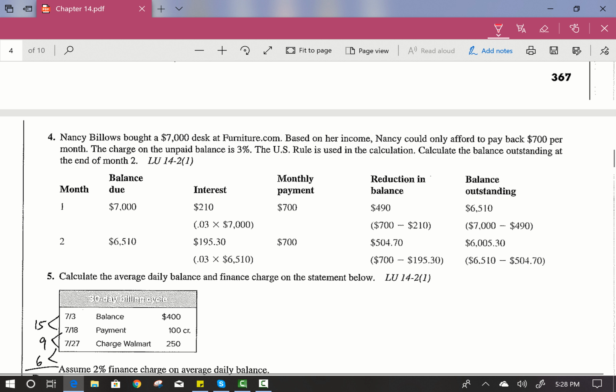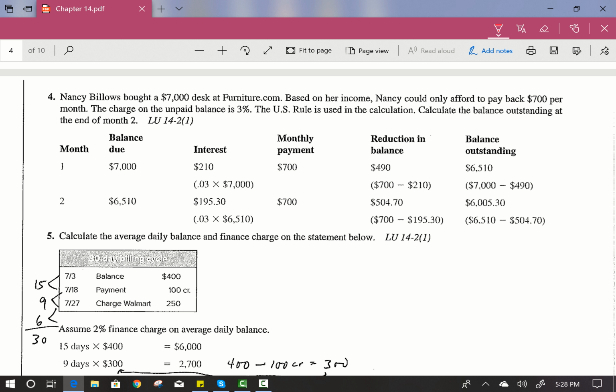Okay, number 4. Nancy Billows bought a $7,000 desk at Furniture.com. Based on her income, Nancy could only afford to pay back $700 per month. The charge on the unpaid balance is 3%. The U.S. rule is used in this calculation, so calculate the balance outstanding at the end of month 2. Okay, so if she had a balance due of $7,000, and she has 3% on the unpaid balance, so 7,000 times 0.03 is going to give us interest of $210.